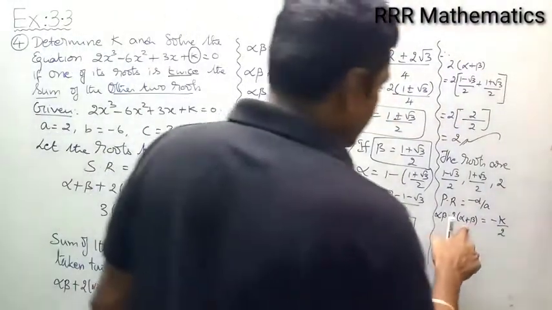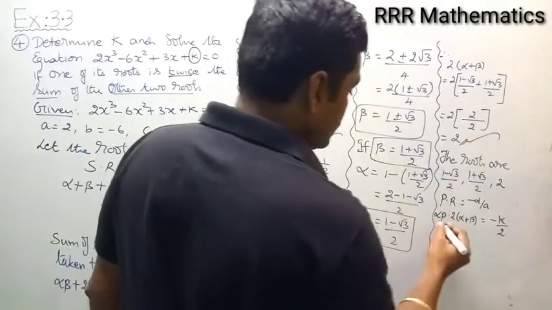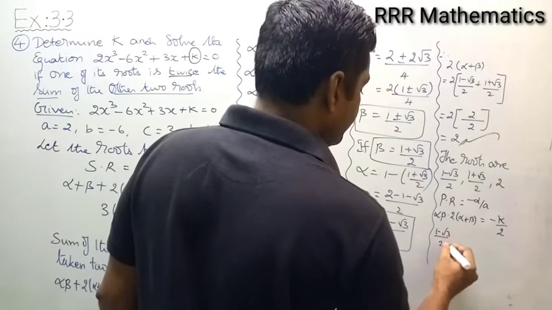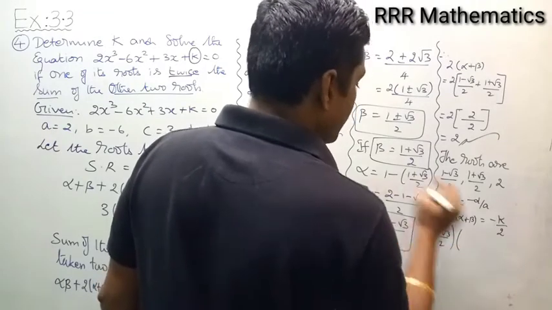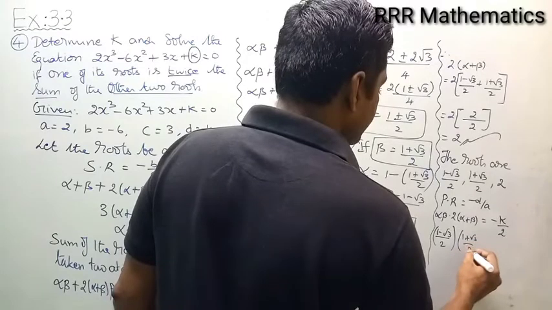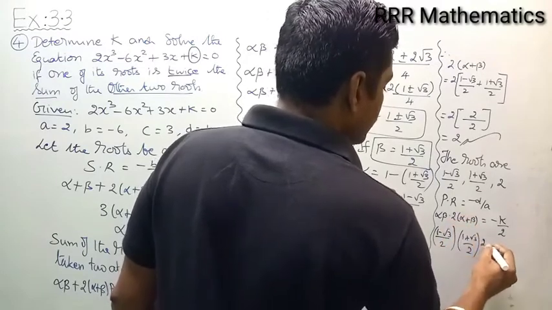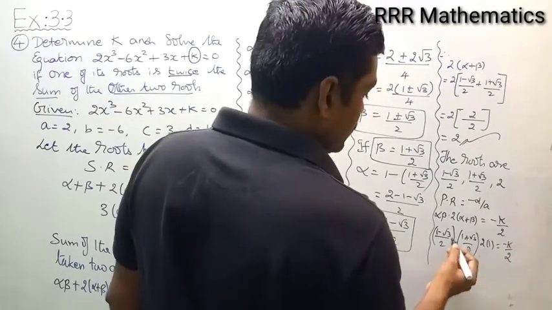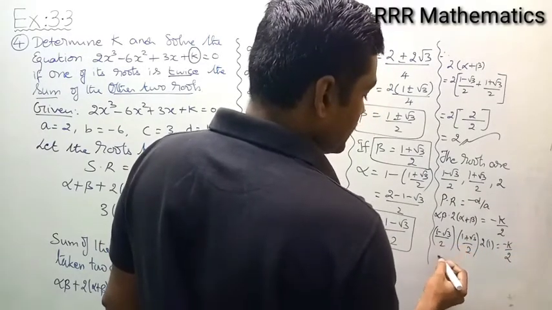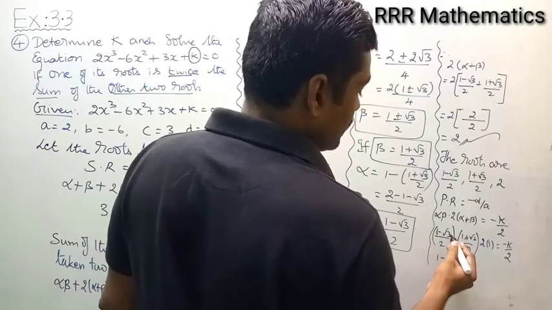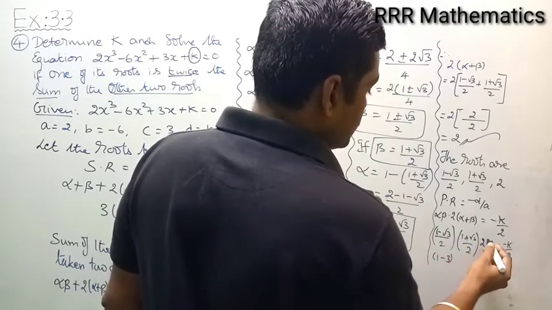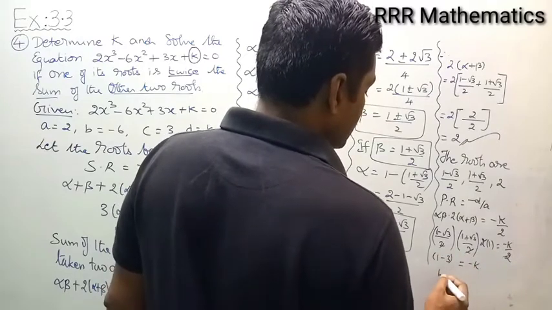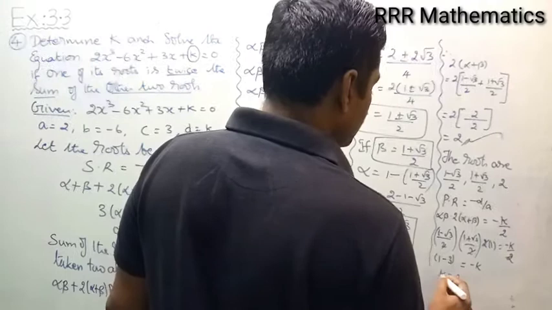So I will substitute here. And alpha beta I have here. So when you substitute these values, 1 minus root 3 by 2 into 1 plus root 3 by 2 into 2 into 1, which gives minus k by 2. So when you multiply a plus b, a minus b, a square minus b square, 1 square 1, root 3 into root 3, 3. This 2 cancels here and this 2 cancels here, which is equal to minus k. So k value will be 2.